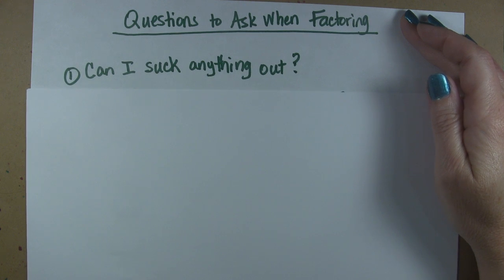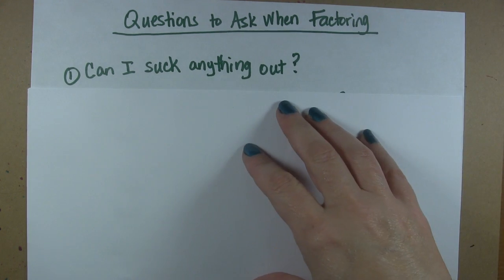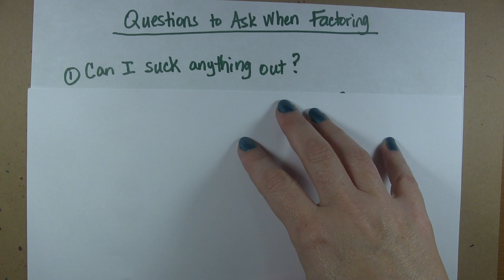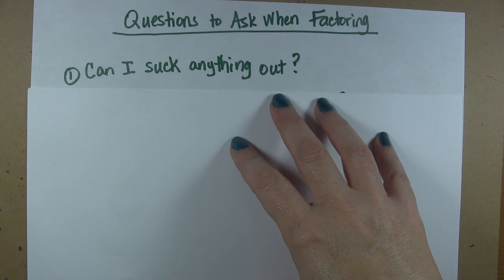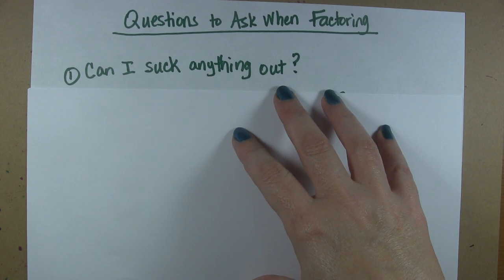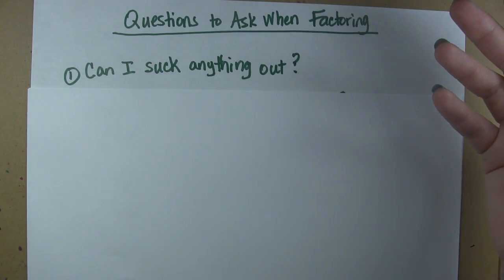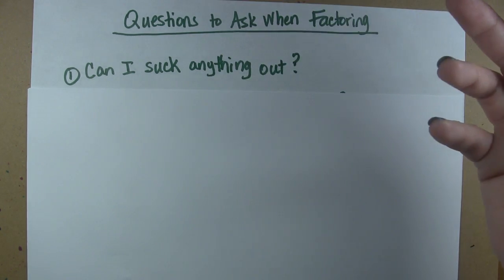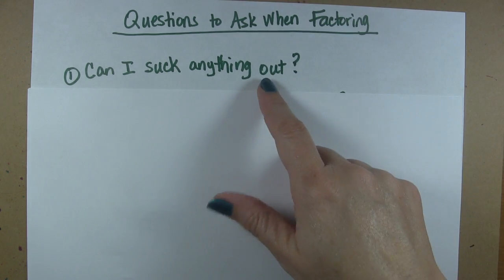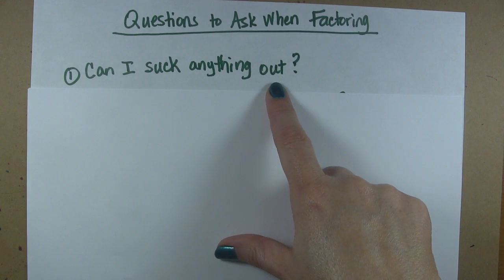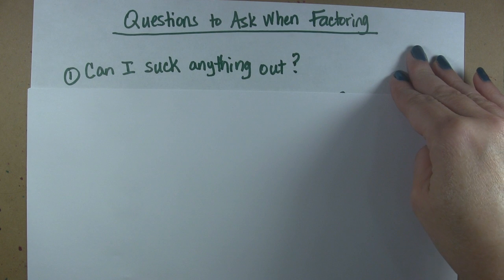The first question I ask myself is, can I suck anything out of the equation? If you do suck stuff out, then that usually means that all of your numbers get smaller. And for some reason, smaller numbers are easier for our brains to understand. So the first thing that I try to do is get rid of anything that I can.